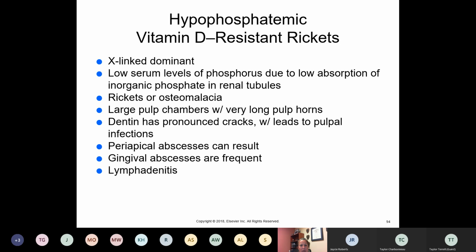Large pulp chambers and long pulp horns. Dentin has cracks, which lead to pulpal infection. Periapical abscesses can also result from this, and gingival abscesses. So gingival abscesses, you're not going to see radiographically. Those are soft tissue. You would see those by looking in the mouth. So we could see those, and possibly lymphadenitis, which is inflammation of the lymph glands.